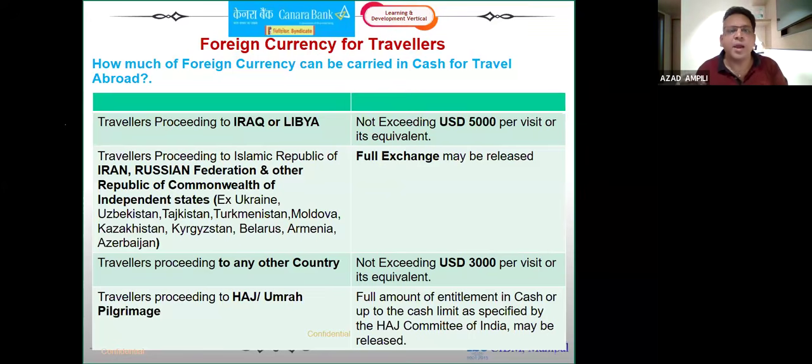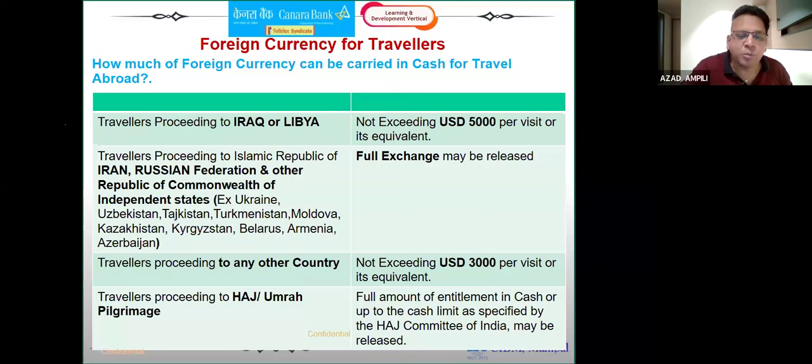So Iraq or Libya are an exception. For Iraq or Libya you can take foreign currency of 5,000. And for travelers proceeding to the Islamic Republic of Iran or Russian Federation, for these countries you can take full exchange. Why? Because there it is not a legal tender. That's why we are allowing it. And travelers proceeding to any other country, not exceeding USD 3,000. So other than these exceptions, any country they ask, you can without any doubt take USD 3,000.